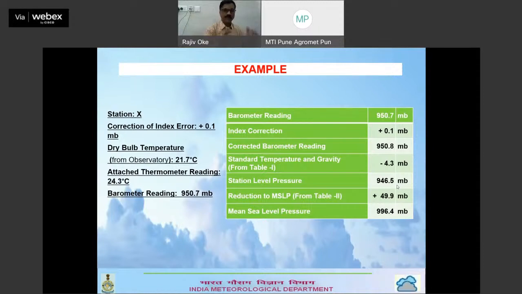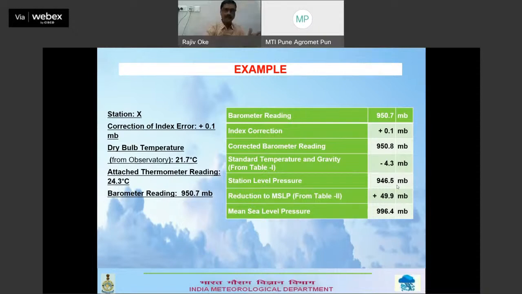So for taking it to mean sea level, what we have to do is, as every station has a different height, and for sea level the normal standard pressure is 1013.25 millibars, hPa. Different stations have different heights, and we have to go to sea level to reduce the pressure. So as we go to sea level, the pressure starts increasing.